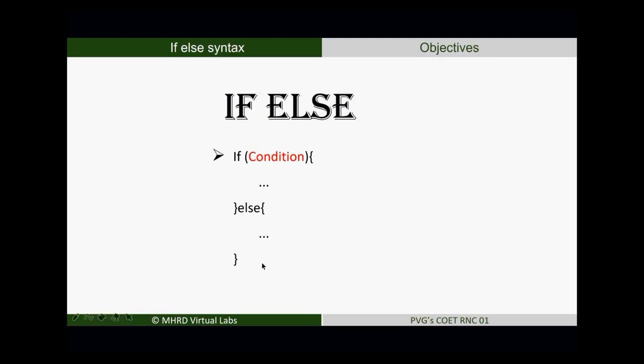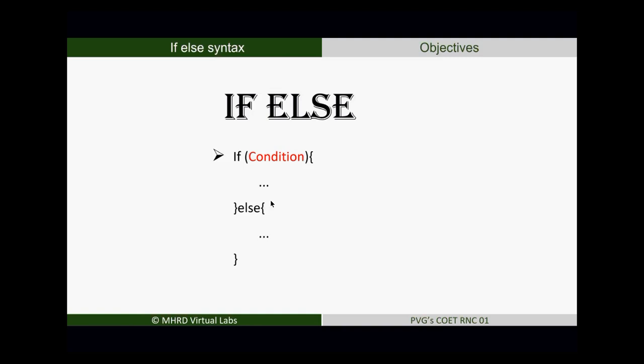This is the syntax for if-else. In if-else, the if part works the same as that of the if statement. The only difference here is the else statement. If the condition entered in the if is false, then whatever is written in the else part gets executed. Otherwise, if it is true, then the part inside the if statement gets executed. I will show you that in the program.